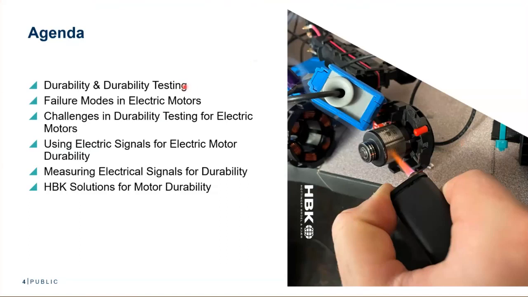So we're going to start out with the basics, durability and durability testing, failure modes in electric machines. This is not an inclusive list, but these are the big ones. Challenges in durability testing for electric motors. It's not the easiest thing. Using electric signals to monitor motor durability, measuring, and then the HBK solution, because there's no free lunch. And if you guys stick around, you get to see why I was taking a torch to a motor rotor. So that's your incentive for sticking around the whole time.